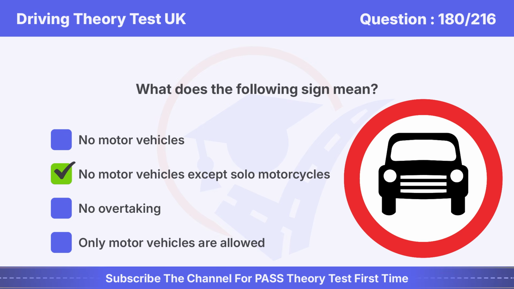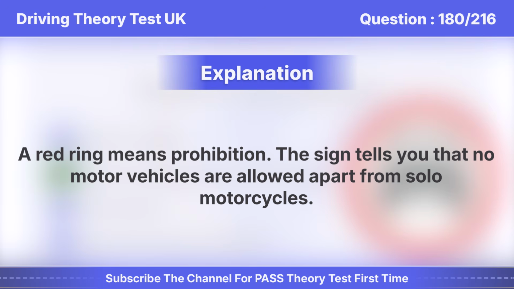Answer is B. No motor vehicles except solo motorcycles. A red ring means prohibition. The sign tells you that no motor vehicles are allowed apart from solo motorcycles.